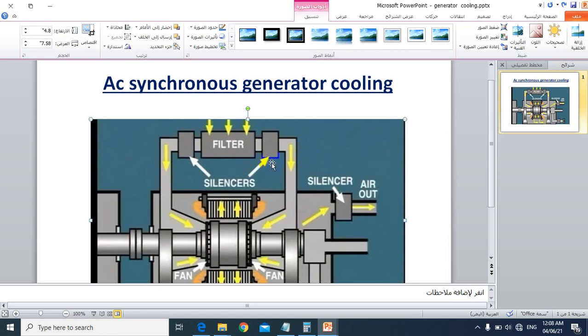The closed circuit ventilation system is used for better cooling of the synchronous generator. In the closed system, clean, hot air from the alternator is cooled by a water-cooled heat exchanger and forced through the alternator by fans, as shown. These fans are used for cooling the alternator by the heat exchanger.